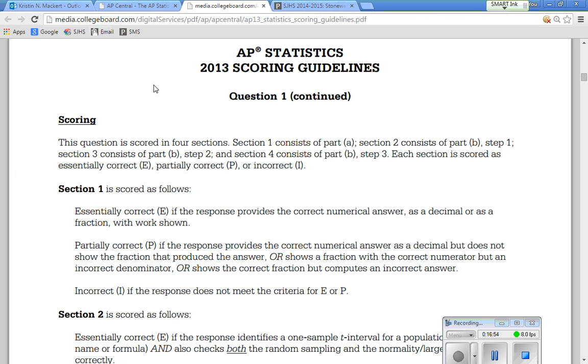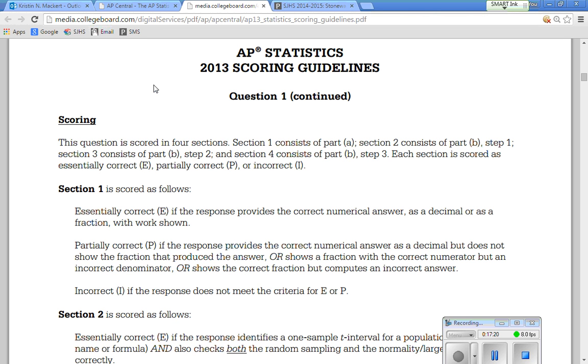So section 1 is scored as follows. It's essential if you provide the correct numerical answer as a decimal or a fraction. Give yourself an E or an I or a P right now on your paper, right in the margin. E, P, or I. I want to see what everybody got on part A. E, P, or I. Most of you should have gotten E's. Do you agree? All you had to do is provide a proportion.